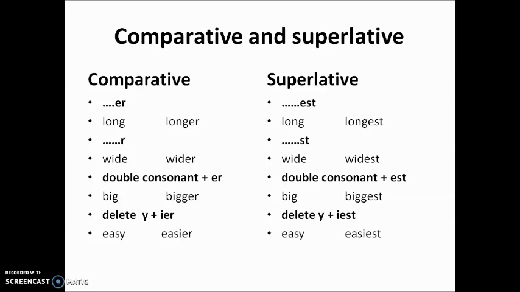And sometimes we delete y and add iest when the adjective ends in y preceded by a consonant. Like the adjective easy, it ended in y and the y is preceded by the consonant s. It becomes easiest.